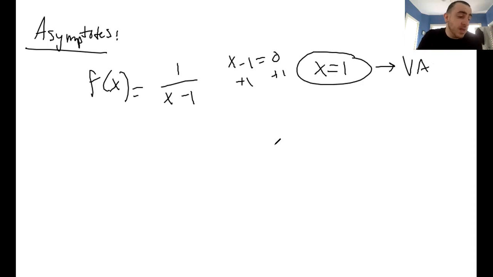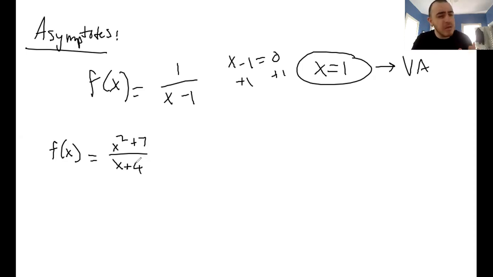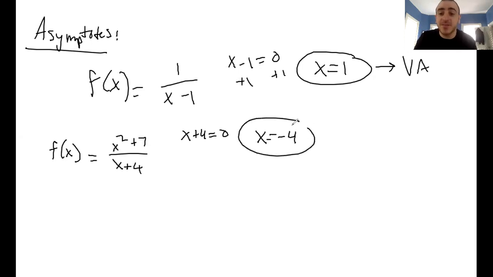So let's try with something a little different. Sometimes you'll see more gnarly rational functions. So we'll do x squared plus 7 over x plus 4. The first thing you should do is see if you should factor this. I'm like, x squared plus 7, that doesn't factor. It's not a difference of squares. So I'm just going to look at the denominator, which is x plus 4. So x plus 4 equals 0. I know that the vertical asymptote is going to be at x equals negative 4.